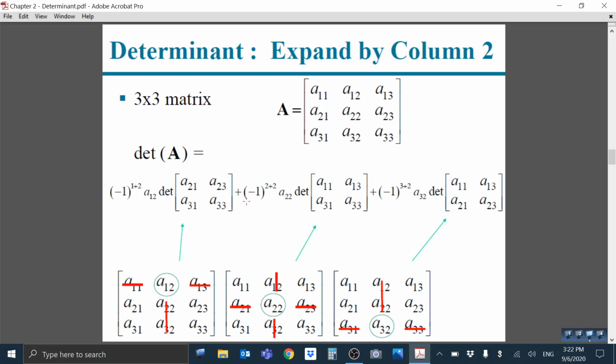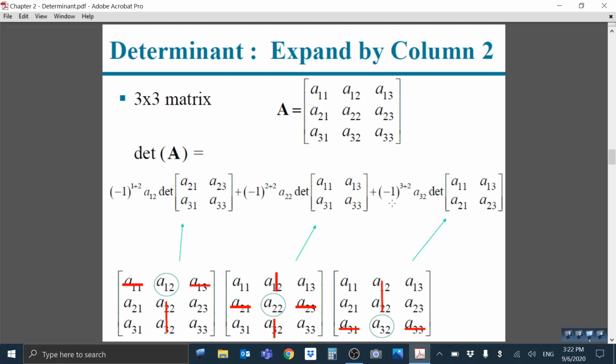Second part, negative 1 to the power, so the entry is A22, so 2 plus 2 times A22 times the determinant of a matrix that I get by eliminating column 2 and row 2. So these indices 2 and 2 tell you which row and which column you need to eliminate. So I have A11, A13, A31, A33. Here it is.